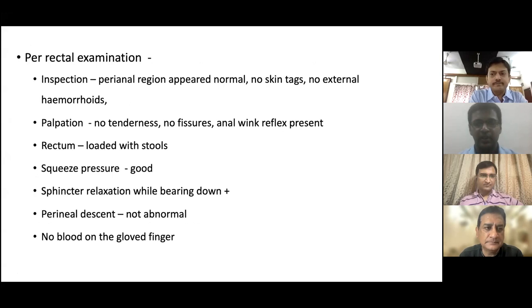On his perirectal examination, on inspection, the perianal region appeared normal. There were no skin tags. There were no external hemorrhoids. On palpation, there was no tenderness. There were no fissures, and the anal wink reflex was present. His rectum was loaded with stools. His squeeze pressure was good. He had sphincter relaxation while bearing down, his perineal descent was not abnormal, and there was no blood on the gloved finger.